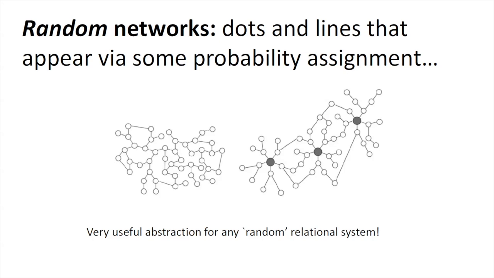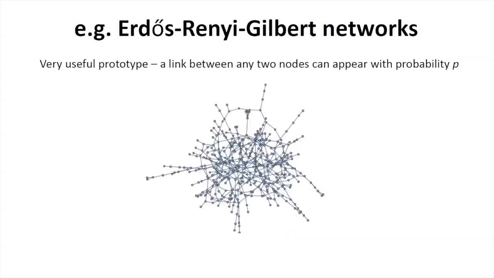And a almost canonical example of a random network is the very famous Erdős-Rényi-Gilbert mathematical graph. The idea is that you just have a fixed number of dots and any link can appear with some probability P. It's as simple as that. And P can go from zero, in which case it's a completely disconnected graph, to one, where everything is connected to each other. And already in this very simple prototype, there's a lot going on.